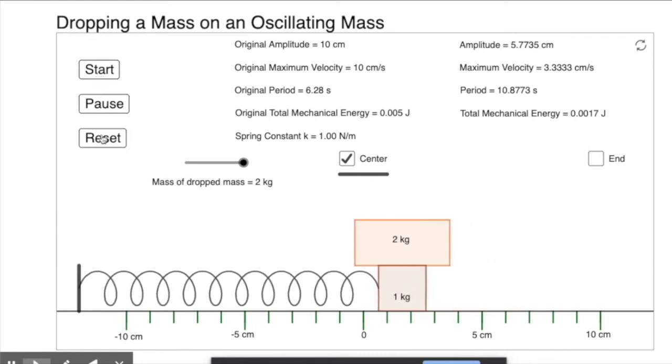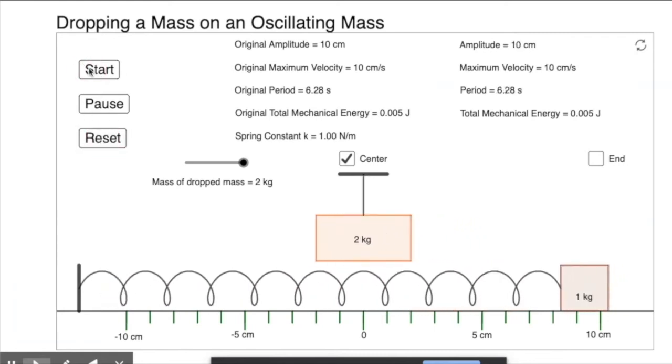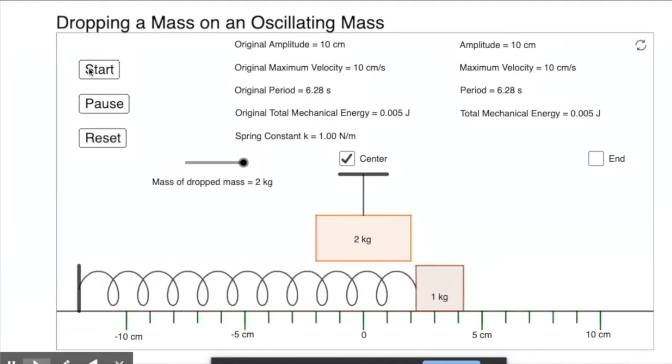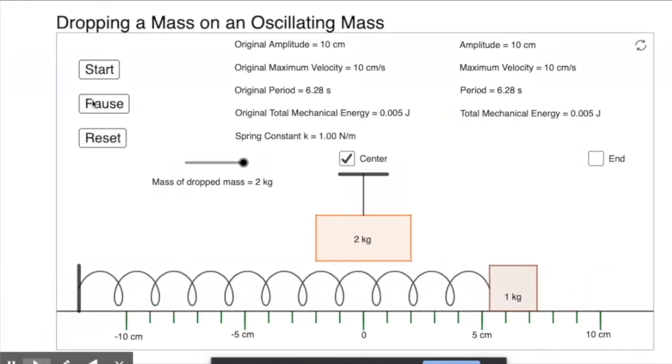Okay, so the first thing to notice is that the most important difference, or at least in my opinion, about this is that this block is going to be dropped on top of the oscillating block at the equilibrium position. And so the big question here is, well, how's that different?